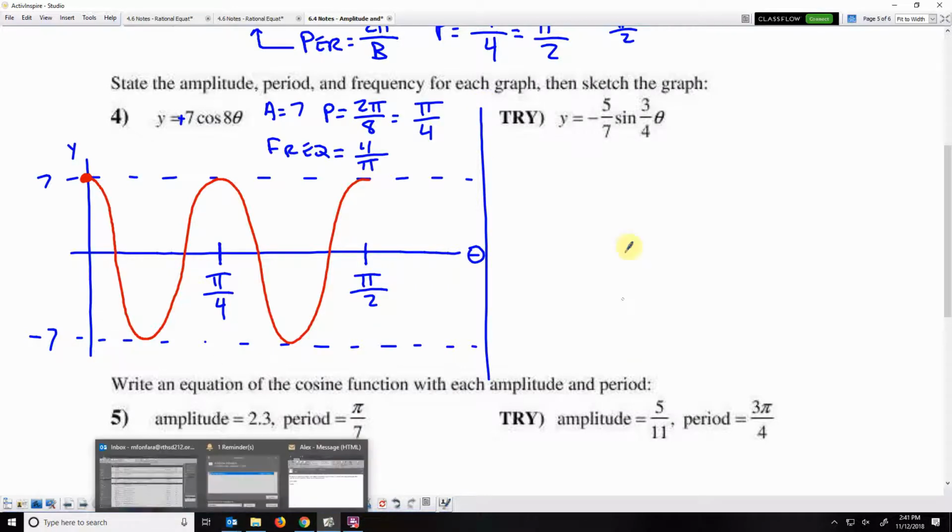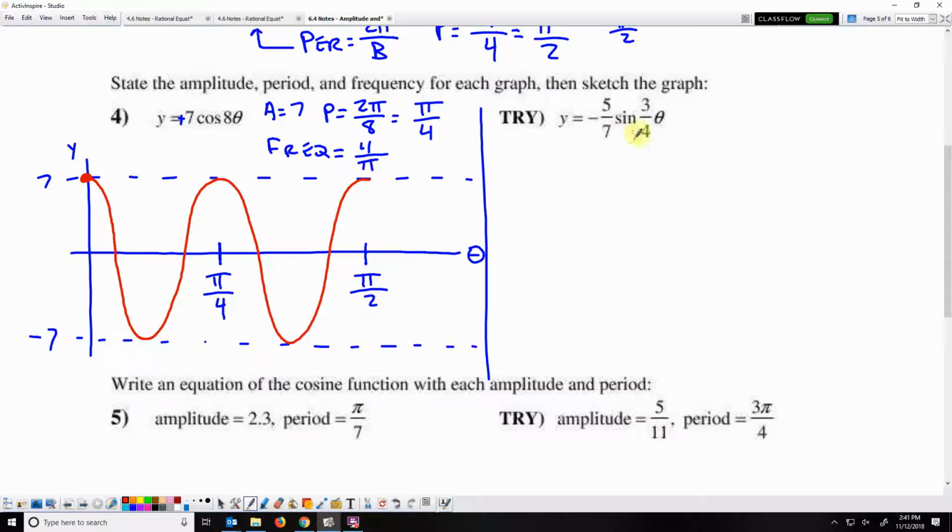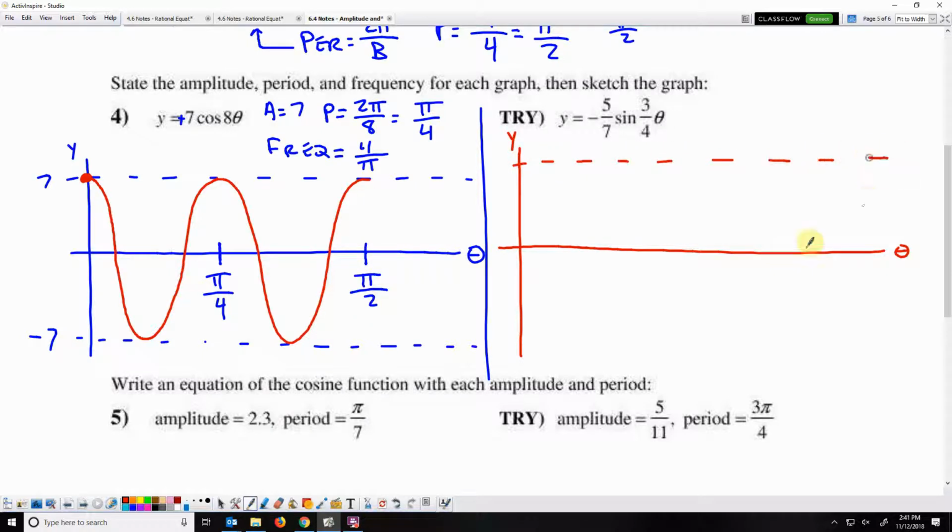All right, so then we'll do another graph, this time a sine wave. Okay, so here is our theta axis and our y-axis. It's going to have a maximum and a minimum. And we'll figure out what that is by listing the amplitude. The amplitude is this right here, A. The amplitude is 5 over 7, which means that the maximum is 5/7. And the minimum is -5/7.